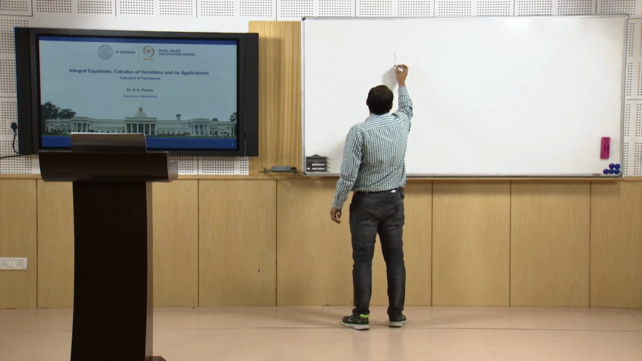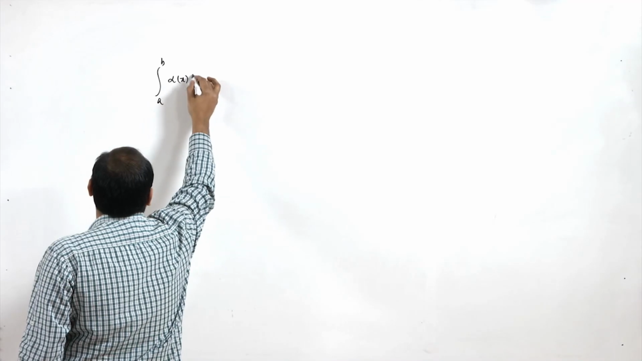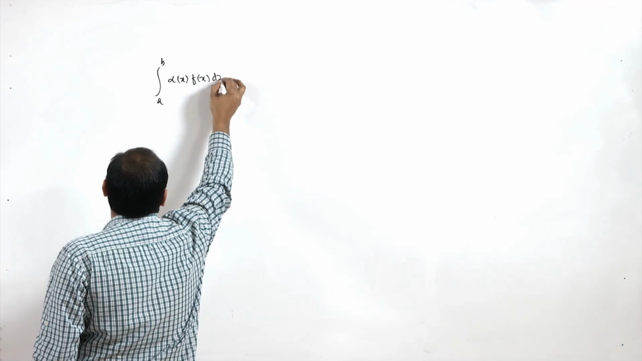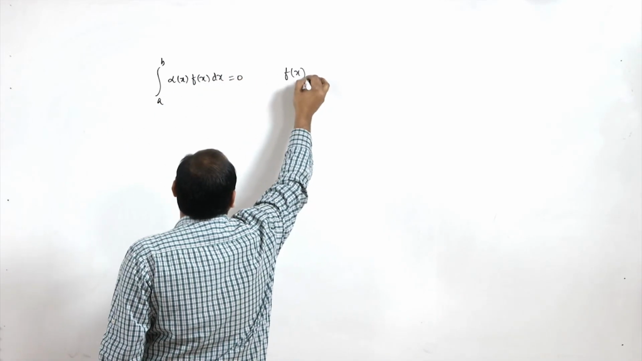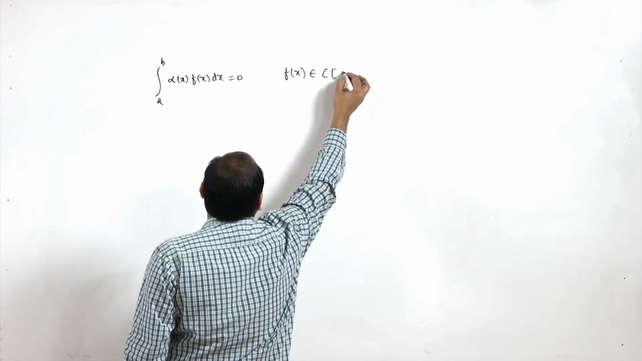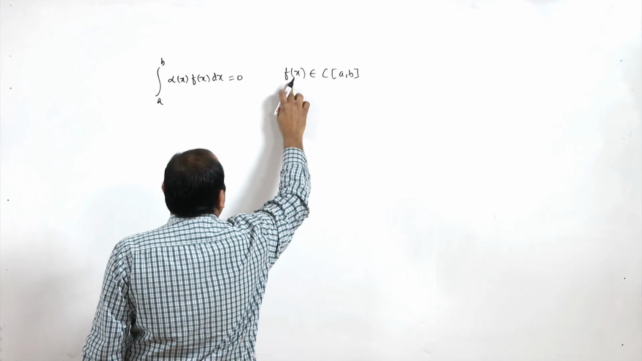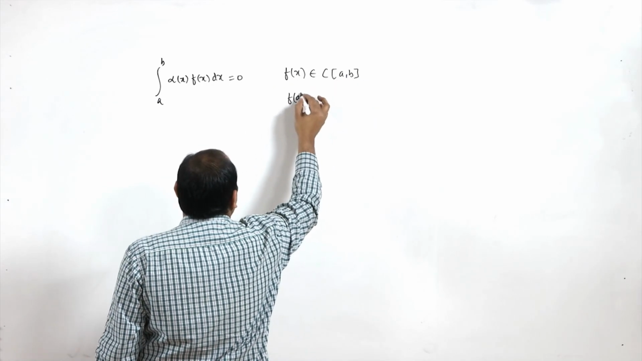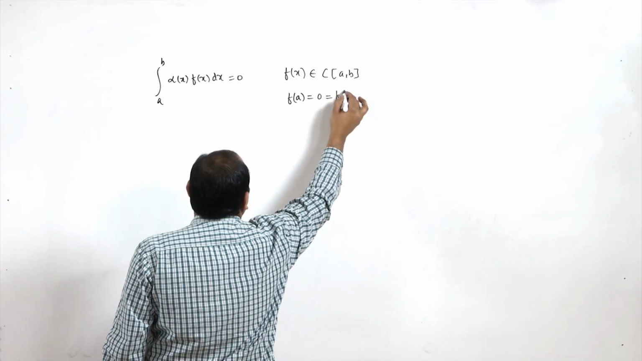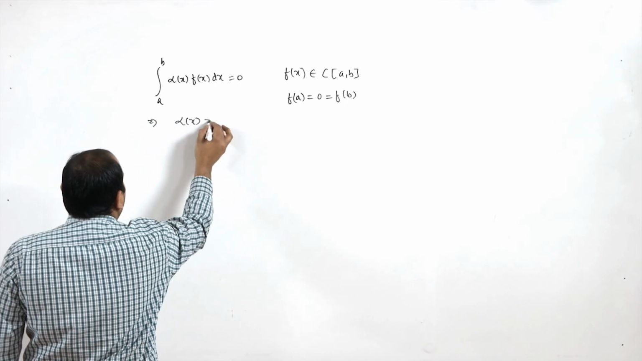So, here we want to find out that if the integral from a to b of alpha of x f of x dx is equal to 0 for all functions f of x belonging to this function space, that is C of a b, it means that f of x is continuous on this interval satisfying the condition that f of a equals 0 equals f of b. Then we want to show that alpha of x is equal to 0.